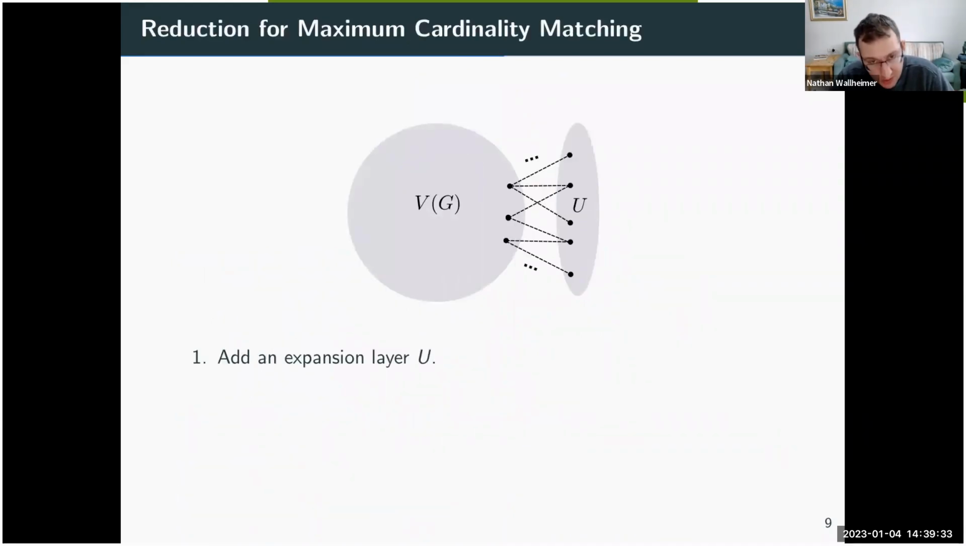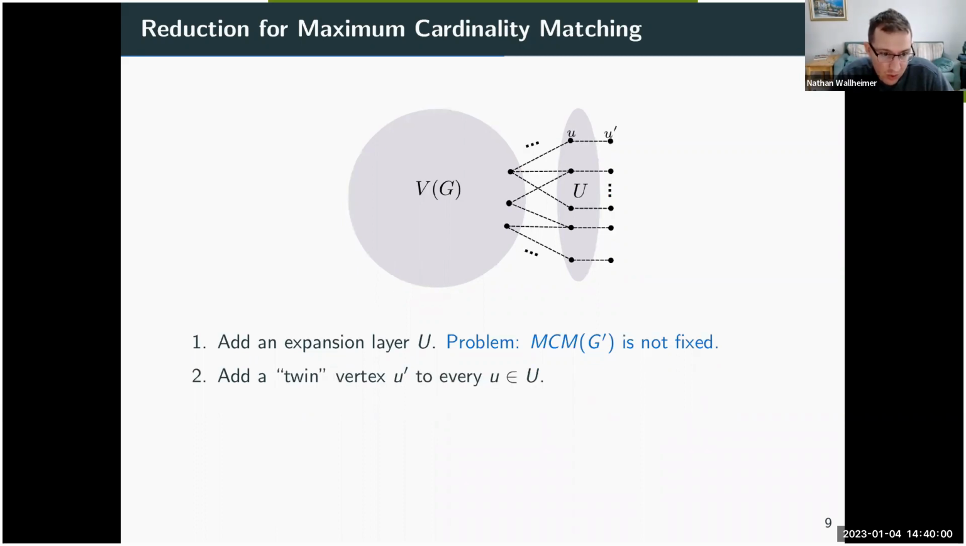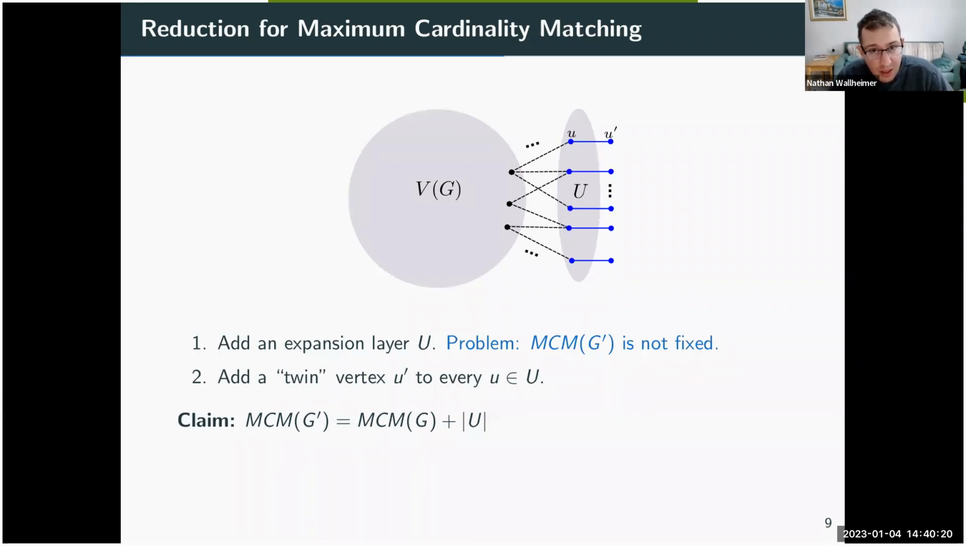Let me now tell you how we can use this construction to obtain a reduction for maximum matching. So first of all, we take the graph, we add an expansion layer U using the basic construction. The problem here is that the MCM of G prime might not be fixed. It might differ depending on the randomness. So to fix that, we'll add a twin vertex U prime to every vertex in U. Twin is simply a degree 1 neighbor. And then it's not very hard to see that the MCM of G prime is simply the MCM of G plus U. Because all those new edges, we can assume that they participate in some maximum matching, and therefore the edges between G and U do not. So then the rest of the maximum matching is fully contained in G.